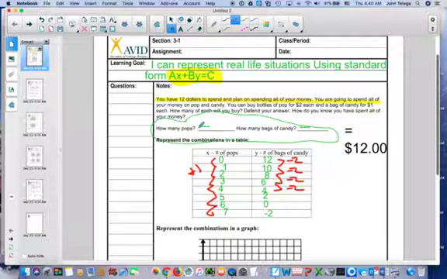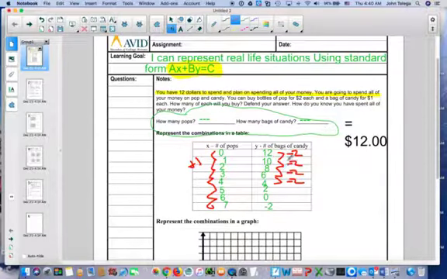So, how many pops and how many candies do you know that you have to spend all your money? So, the question is, how many of each will you buy? Well, the answer really depends, doesn't it? Okay. This we can graph, right? We can put this in standard form and then we can graph it.